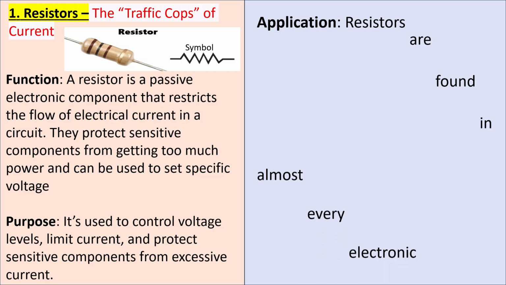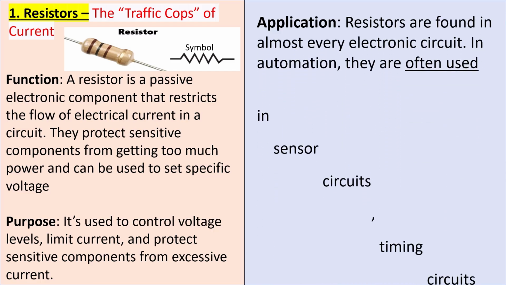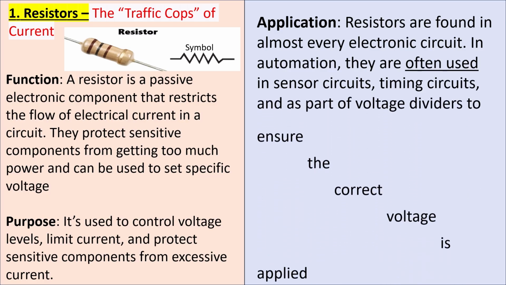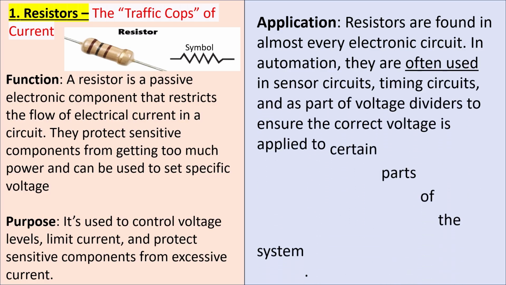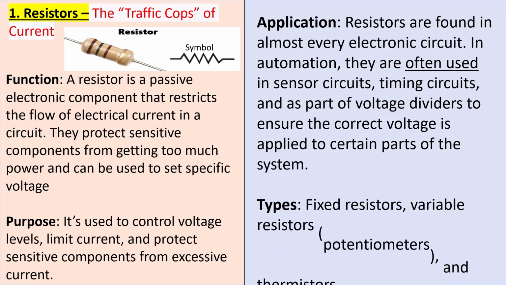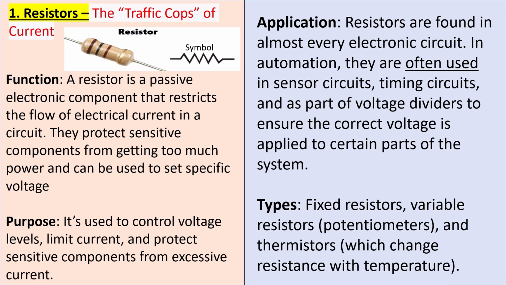Application: resistors are found in almost every electronic circuit in automation. They are often used in sensor circuits, timing circuits, and as part of voltage dividers to ensure the correct voltage is applied to certain parts of the system. Types of resistors are fixed resistors, variable resistors, potentiometers, and thermistors, which change resistance with temperature.